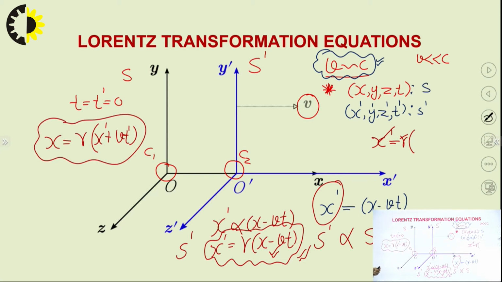Just see these two equations. The first one is for frame S dash and this one is for frame S. So if you have this equation for frame S dash according to Lorentz transformation, then according to the principle of equivalence, you have a similar type of equation for x also, which is gamma (x dash plus vt dash). Now we have to use these two equations to find the value of gamma, which we have done in the next slide.